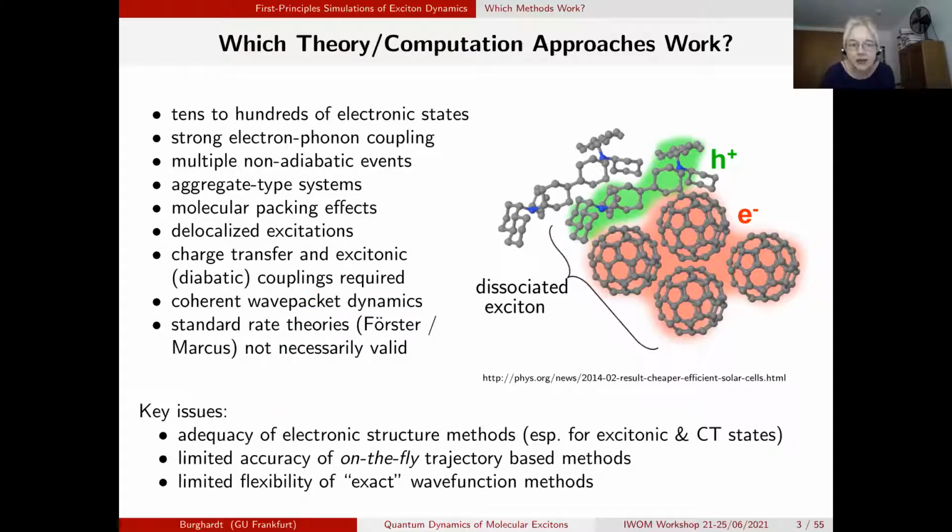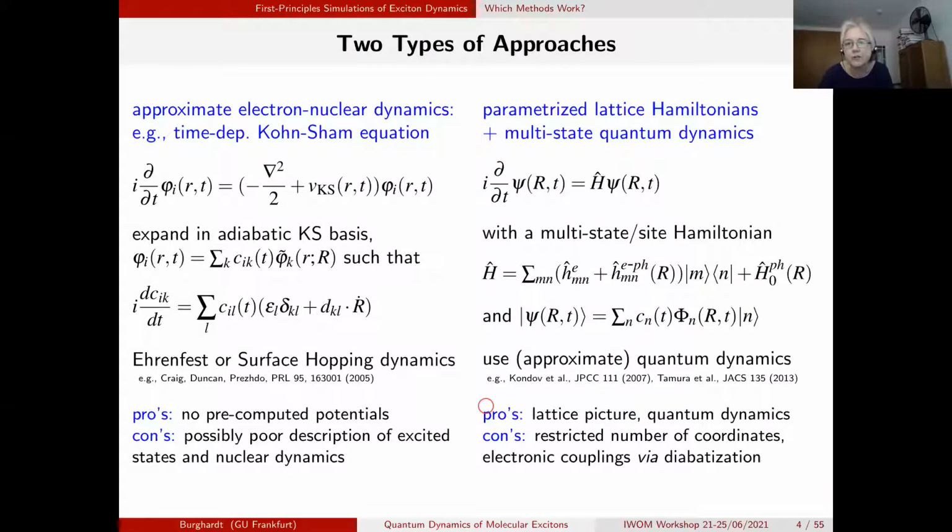And key issues are the adequacy of the electronic structure methods that we pick, especially if we go for excited states, so excitonic states, charge transfer states. And then if we want to include the dynamics, there is the issue of limited accuracy of on-the-fly trajectory-based methods on the one hand, and on the other hand, we have, in general, limited flexibility of exact wave function methods. So essentially, we have to find a compromise between these two directions.